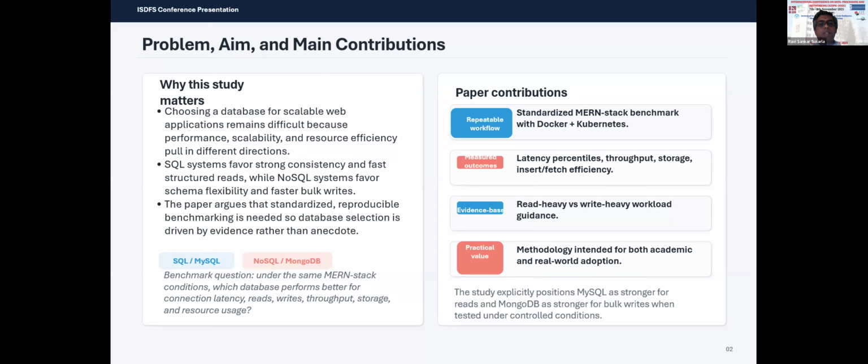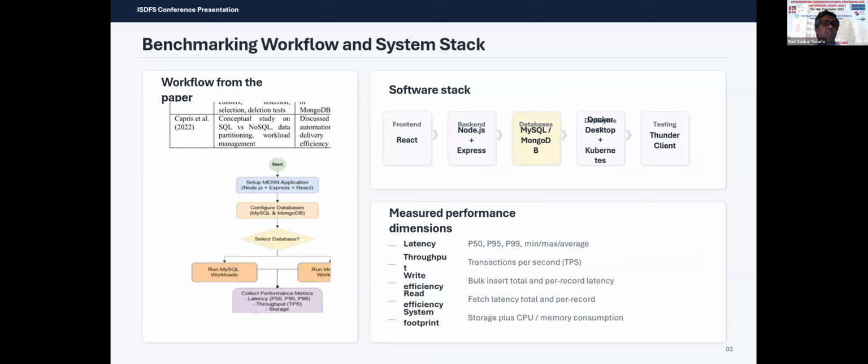Under MERN stack conditions, which database performs better for connection latency, reads, writes, throughput, storage, and resource usage? We have a repeatable workflow where a standardized MERN benchmark with Docker and Kubernetes measured outcomes like latency percentiles, throughput, storage, and insert or fetch efficiency. These are evidence-based trade-offs: read-heavy versus write-heavy workload guidance and practical value. The methodology is intended for both academic and real-world adoption. The study explicitly positions MySQL as stronger for reads and MongoDB as stronger for bulk writes when tested under controlled conditions.